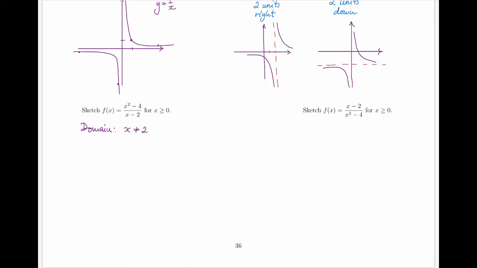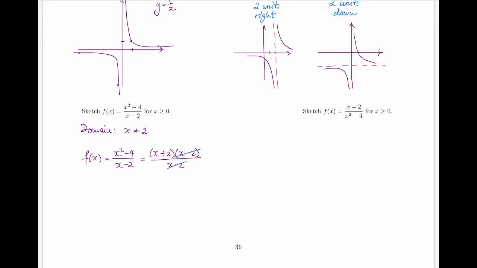Once we have that, we also notice that this function can actually be simplified, because this polynomial on the top can be factored out. So let's take a look at what we can do. x squared minus 4 all over x minus 2. Now the numerator, of course, can be factored into the difference of squares, x plus 2 times x minus 2. And then I notice that these 2 factors of x minus 2 cancel each other out because they're factors of the top and bottom. And so what I have left is just x plus 2.